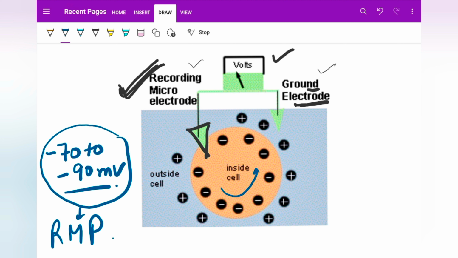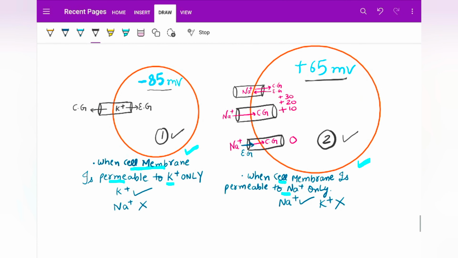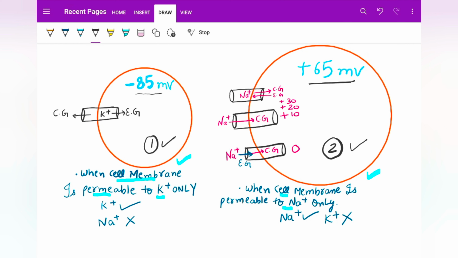So most of the cells which are resting cells, because they are not electrically stimulated (only neurons and muscles got that power), have an RMP of about, let's say, minus 80, minus 90, minus 70 millivolt. Now, most importantly, look at the values carefully. Is this value close to minus 85 or is this value close to plus 65? Of course, minus 85. So RMP, which is present in almost every cell, is nearer to the equilibrium potential of potassium, that is minus 85.